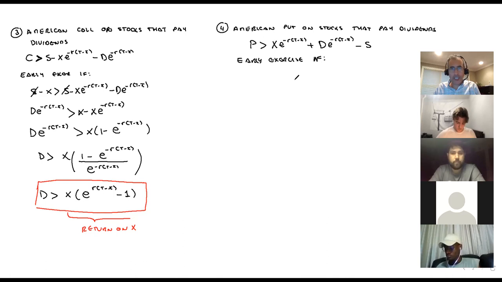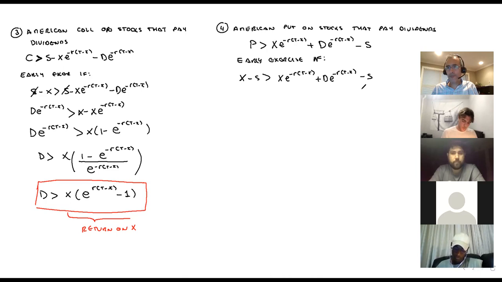Okay, guys, so let's take a look. If I early exercise, I will take S minus X, and I will do this if and only if I have this number here larger than the other one. Correct? That's the only situation in which I should early exercise.